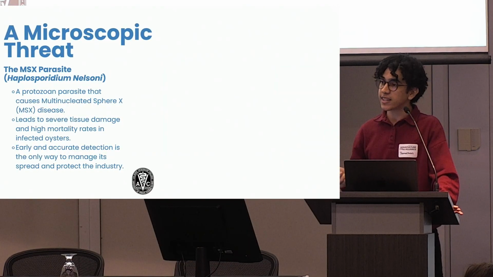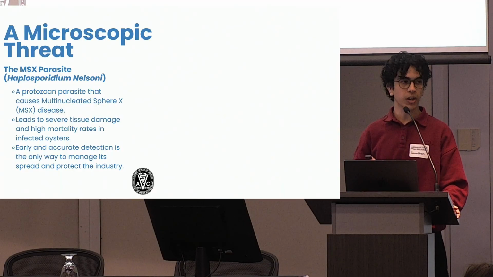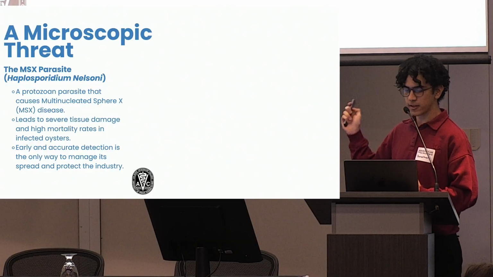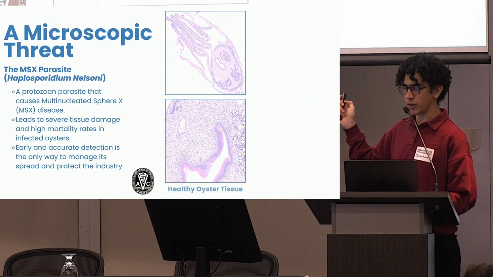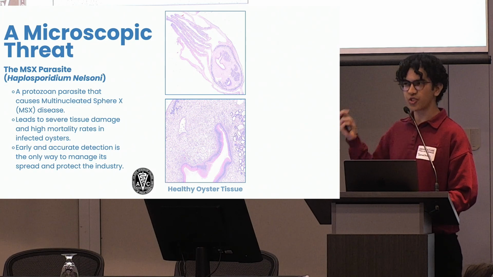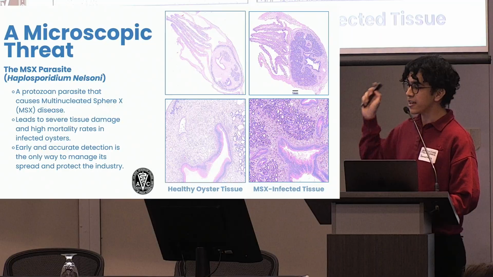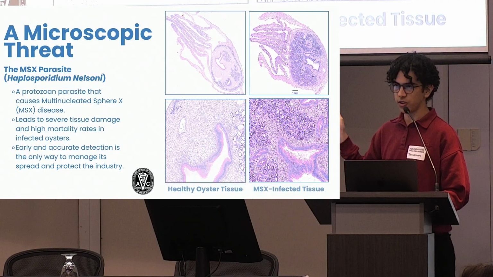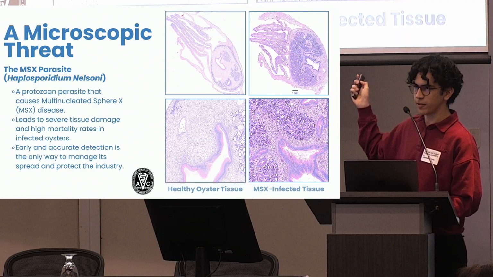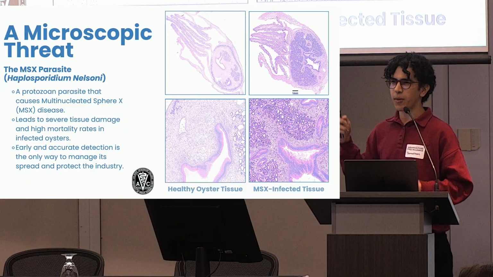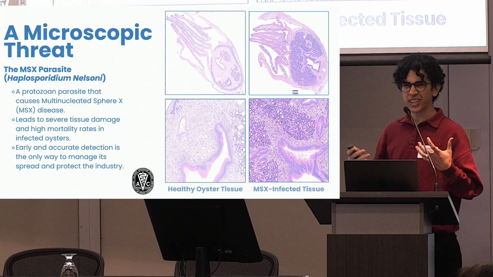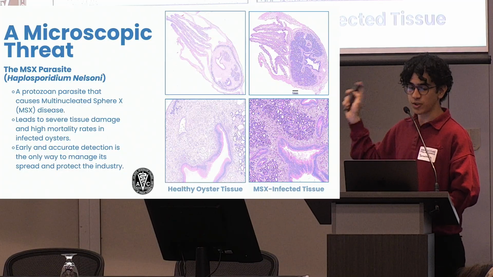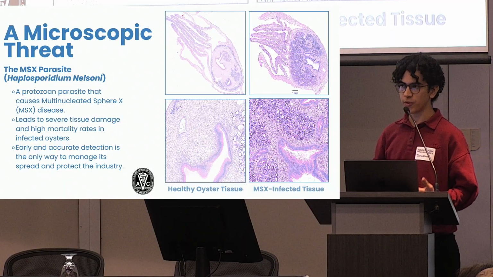The threat is a parasite called Haplosporidium nelsoni, which causes MSX disease. The best way to understand the damage it does is simply to see it. Here we have tissue from a healthy oyster. Notice how clean and structured it looks. Now compare that to the tissue on the right. This is from an oyster with an advanced MSX infection. Even if you're not an expert, you can see a clear difference. The tissue on the right is a bit more chaotic. It has a stronger purple coloration, and the normal structure is breaking down. That is the result of the parasite literally destroying the oyster from the inside.